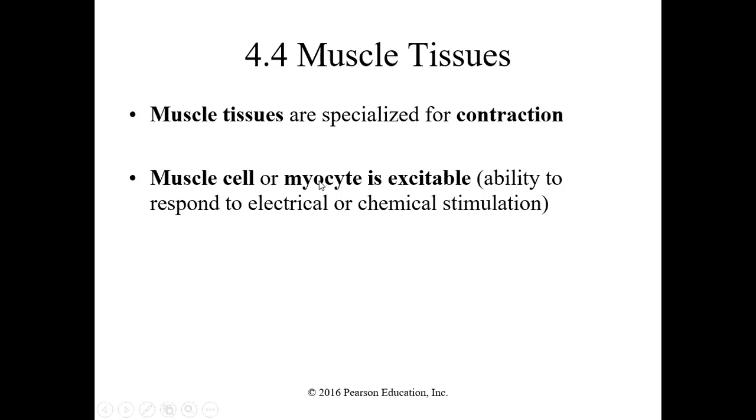Myo refers to muscle, and cyte refers to cell. So the muscle cell is also called a myocyte. And it has a special characteristic in that it is excitable. It has the ability to receive an electrical stimulus and respond to some kind of electrical or chemical stimulation.